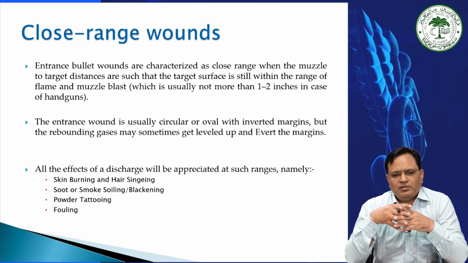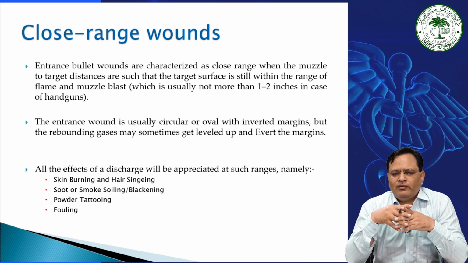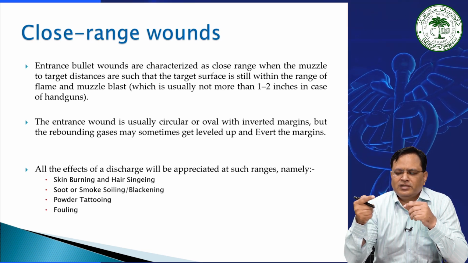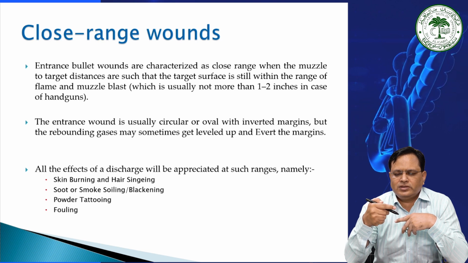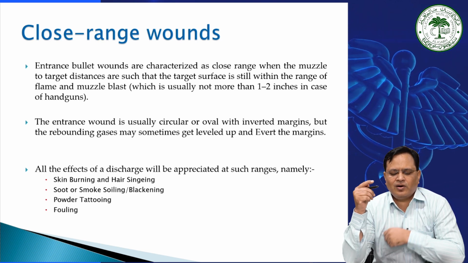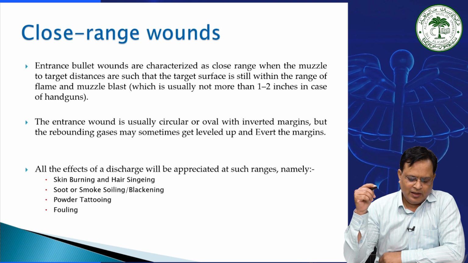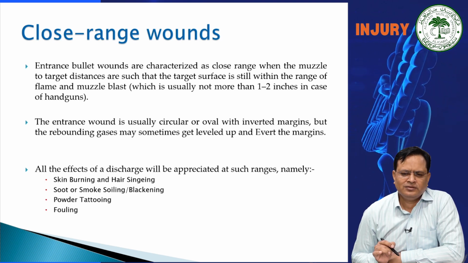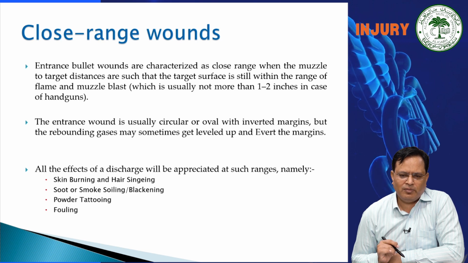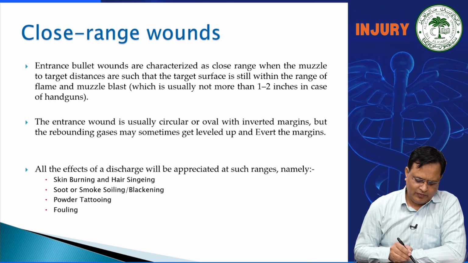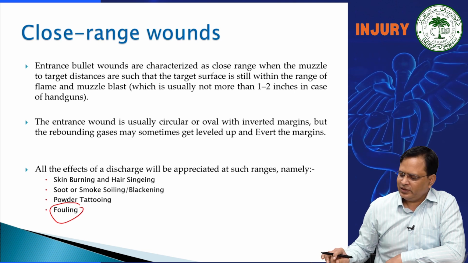Still muzzle blast, it is usually 1 to 2 inches in the case of handguns. 1 to 2 inches means this much, it is a distance. So the flames can also travel and cause certain injuries like burning or hair singeing, soot or smoke soiling, blackening, powder tattooing and fouling. We can describe everything in the coming slides.